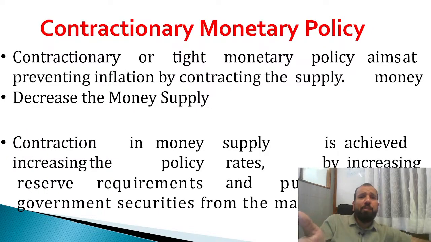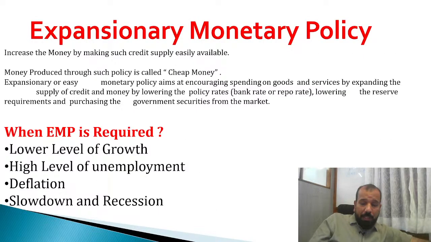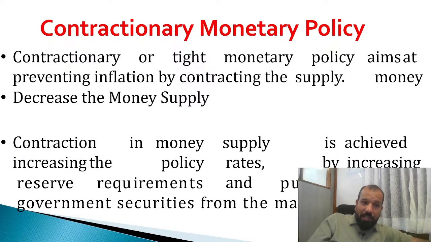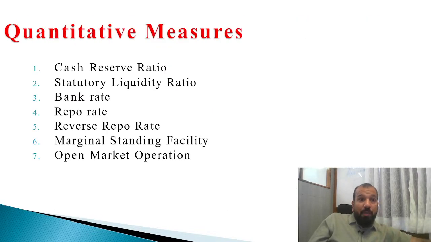Contractionary monetary policy is the opposite of EMP. When you have a high inflation rate in the market, we just need to control the inflation with the help of monetary policy by increasing the interest rate. Simple. What are the instruments of monetary policy? These are the quantitative measures: CRR, SLR, bank rate, repo rate, reverse repo rate, MSF, and open market operations.